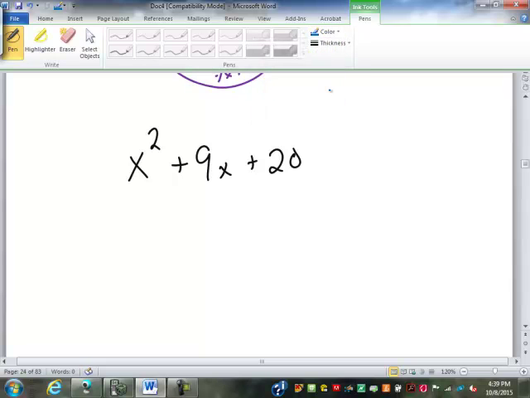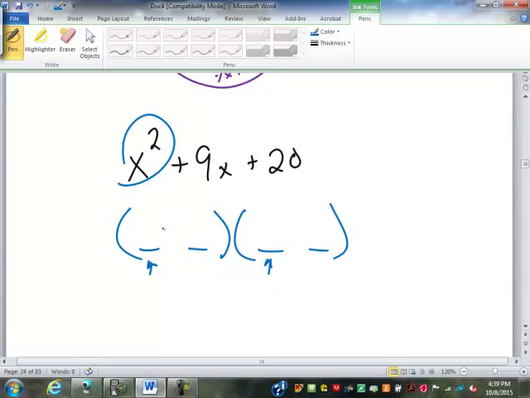So when I look at this, first question, are there any common factors? Say no. No, there's not. Good. So the next step, since it's 3 terms, is to try to do reverse multiplication. And it's going to be two binomials. The first 2 terms have to multiply to make what? X squared. So probably x times x, right? The last 2 terms have to multiply to make 20. So we have choices. 2 times 10, 1 times 20, or 4 times 5.